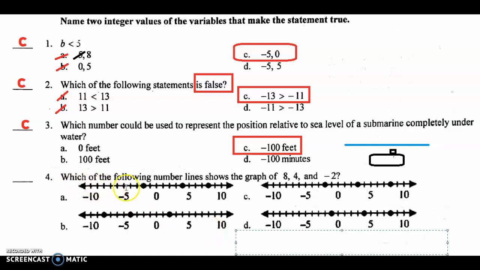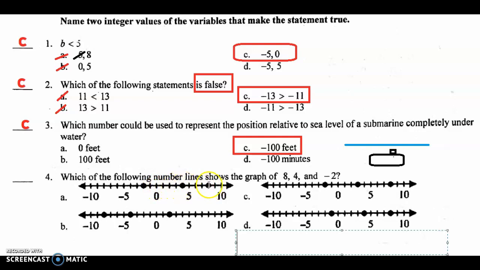All right, next one. Which of the following number lines shows the graph of 8, 4, and negative 2? So all we have to do on this one is figure out where on this number line 8 would be. Let's find that first. Well, this is 0, 1, 2, 3, 4, 5, 6, 7, 8. And there's a dot there, so that's good. So we're going to try the next number now, which is 4. So I have 0, 1, 2, 3, 4. There's a dot there as well.